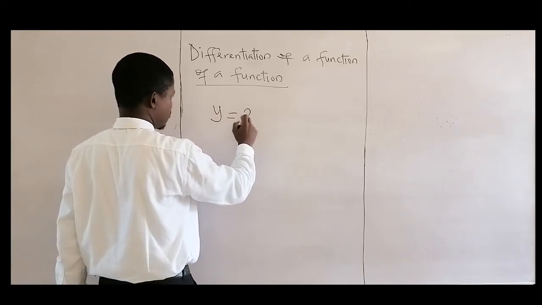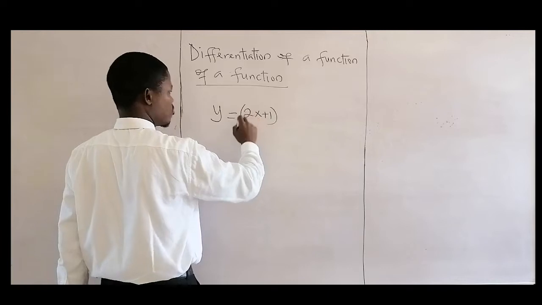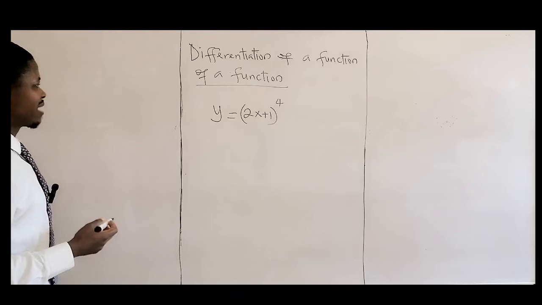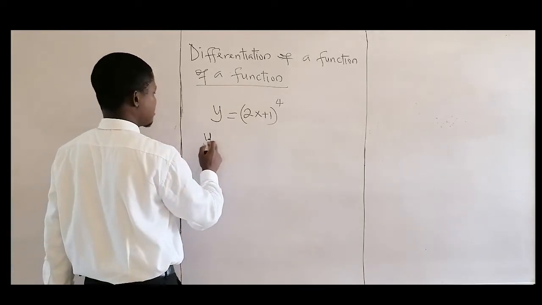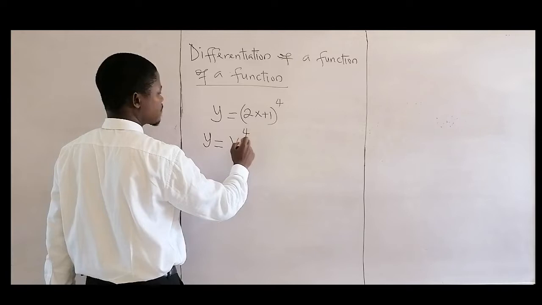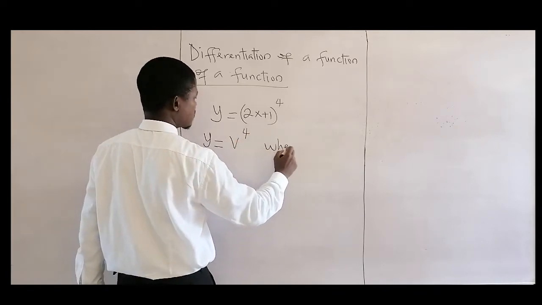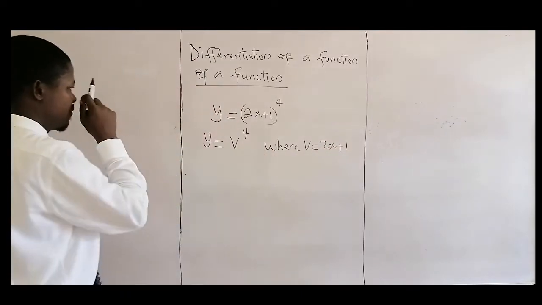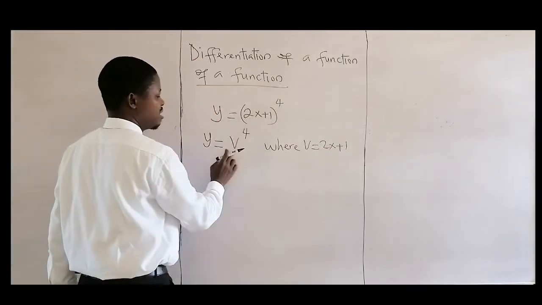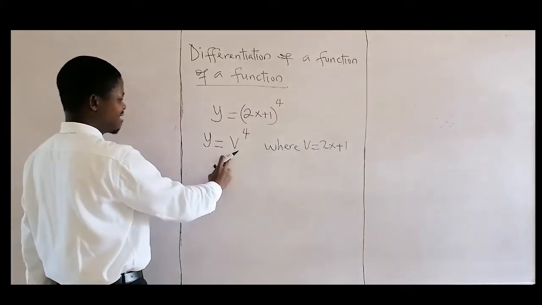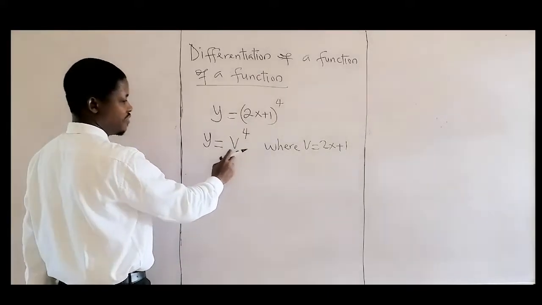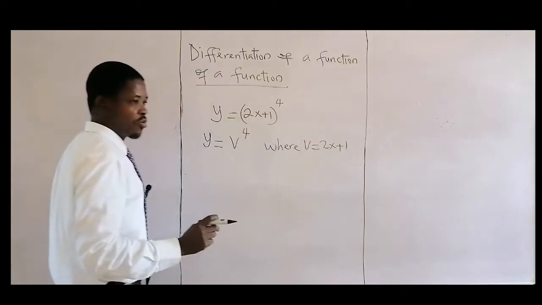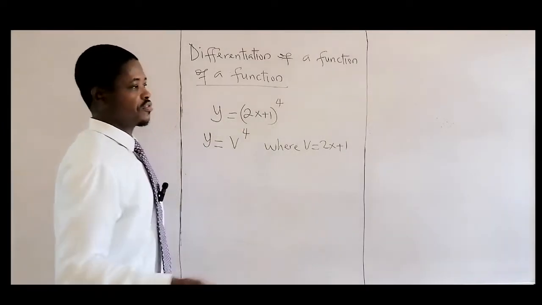You have y equal to, probably, (2x + 1) to the power 4, whatever the power. Whereby we are now writing y equal to v^4, where v is equal to 2x + 1. So we have substituted for 2x + 1 by using v. In this case, y is a function of v, and v also is a function of x. So that's why we call it functions of a function.